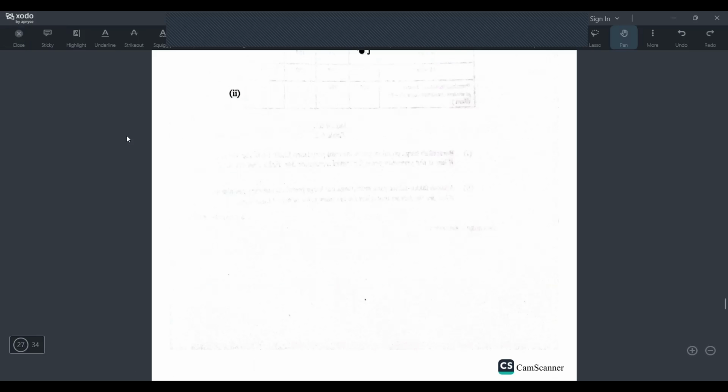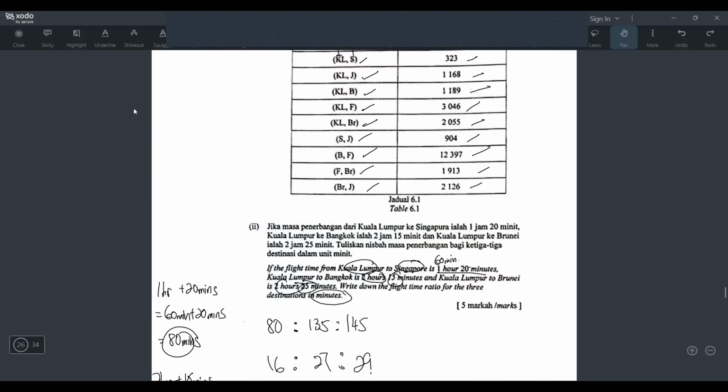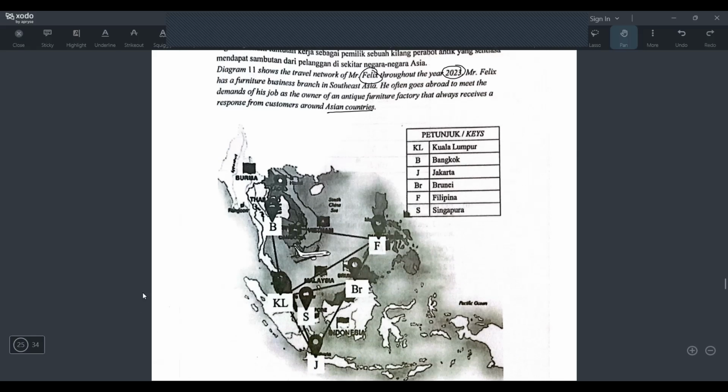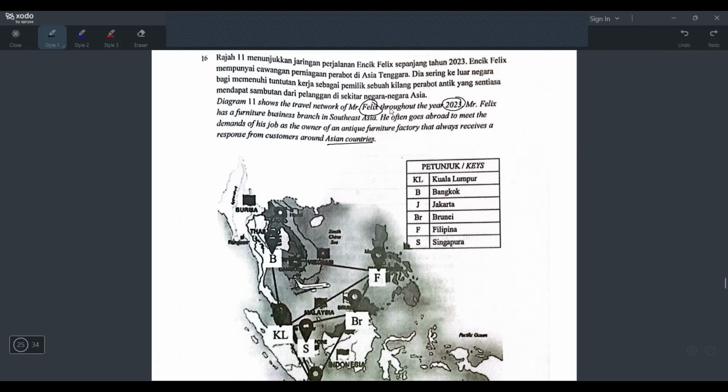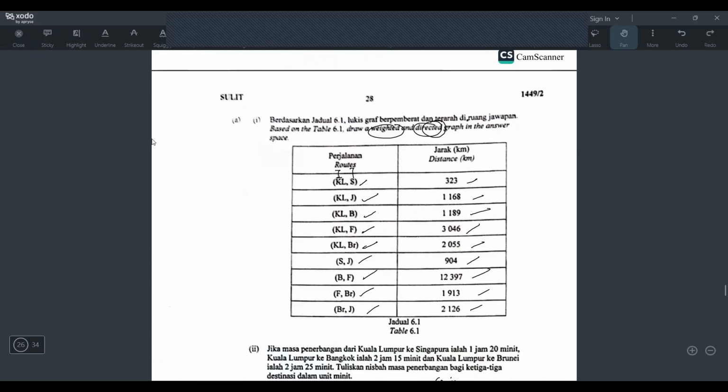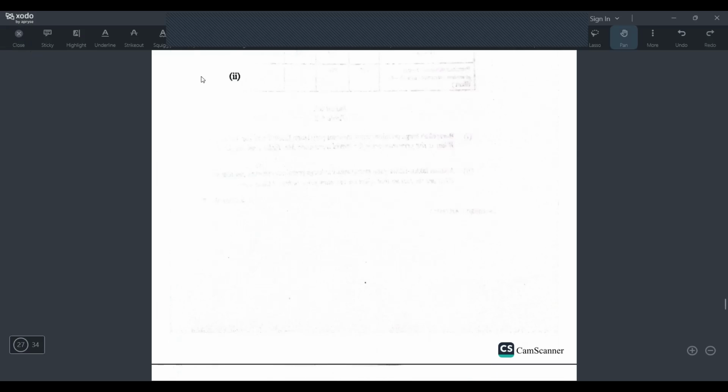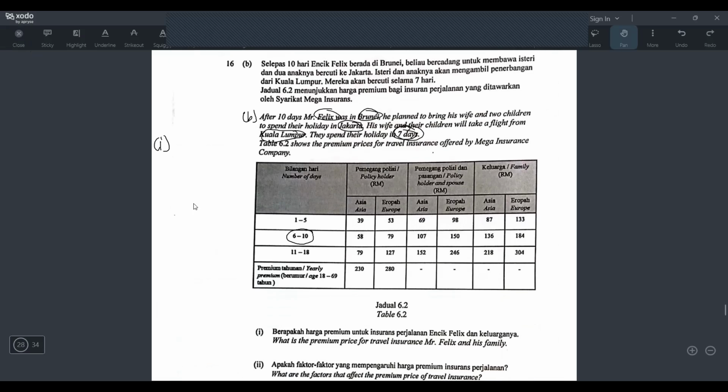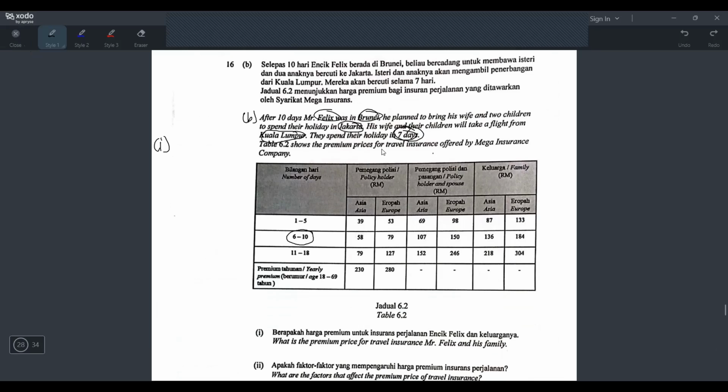So if you look at the question here, the original story says this guy is a businessman, right? And he's traveled throughout the year. It means Mr. Felix will join his family in Jakarta, but then he will continue his journey throughout. So for Mr. Felix, we have to look at this column for year, because it's yearly premium and his age is also in between this range, right?